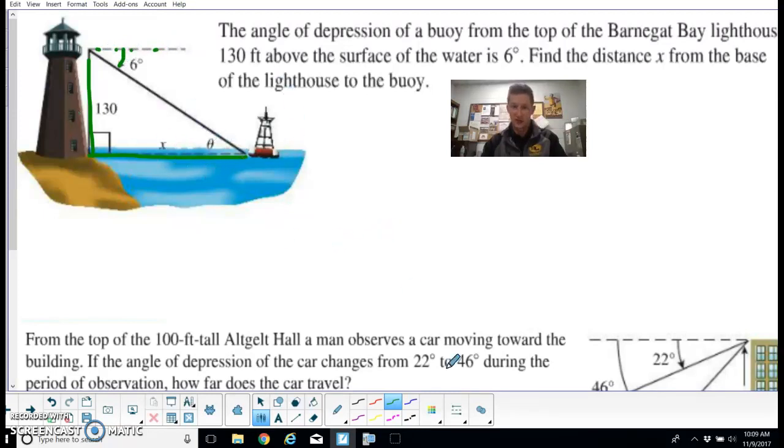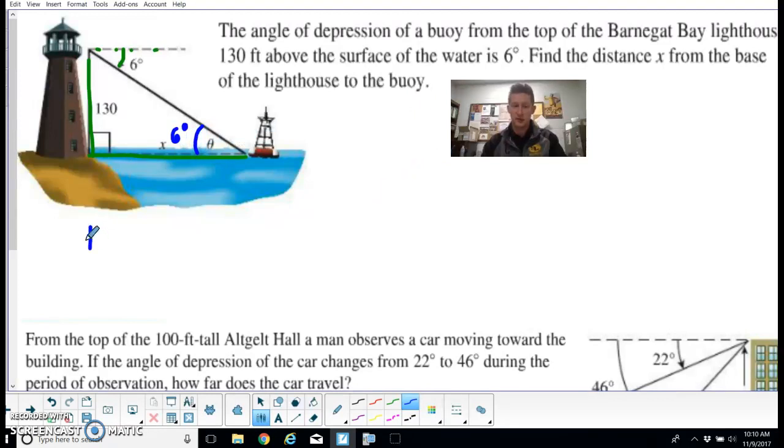There's a couple ways I could go about doing this. One would be to label this angle. And again, because it's an alternate interior angle with that one, it's going to be 6 degrees. Okay. So keeping that in mind, I see that I have the opposite side compared to that angle, and I'm looking for the adjacent side compared to that angle. The opposite and adjacent go together when I'm working with the tangent function.